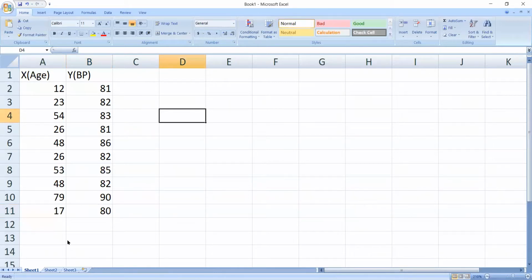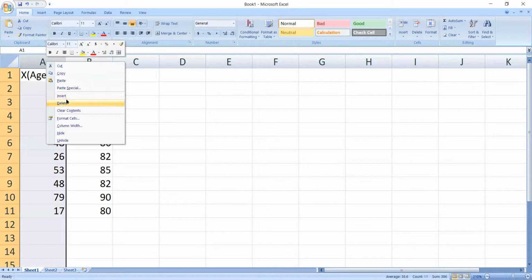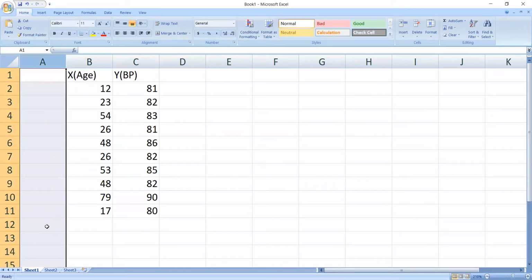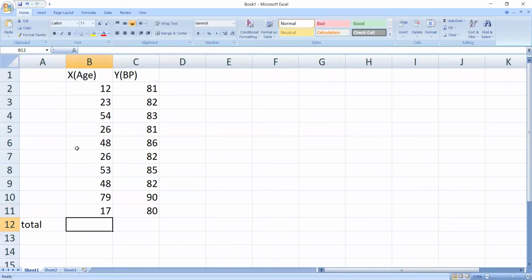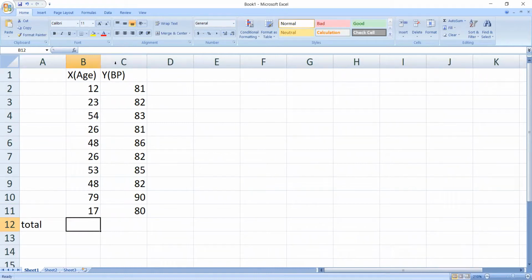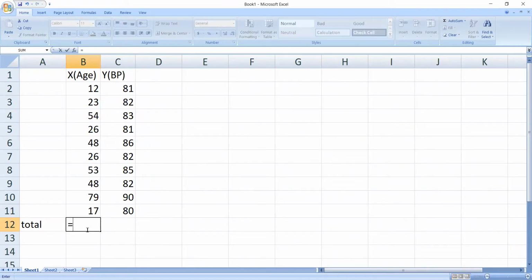So if I want to use the method of means, I need the total of X and total of Y to compute the means. Compute the totals, total of X and total of Y. Total of X is coming to 386. Total of Y is 832. If you want to use the second form, it is based on X into Y, X square, Y square.